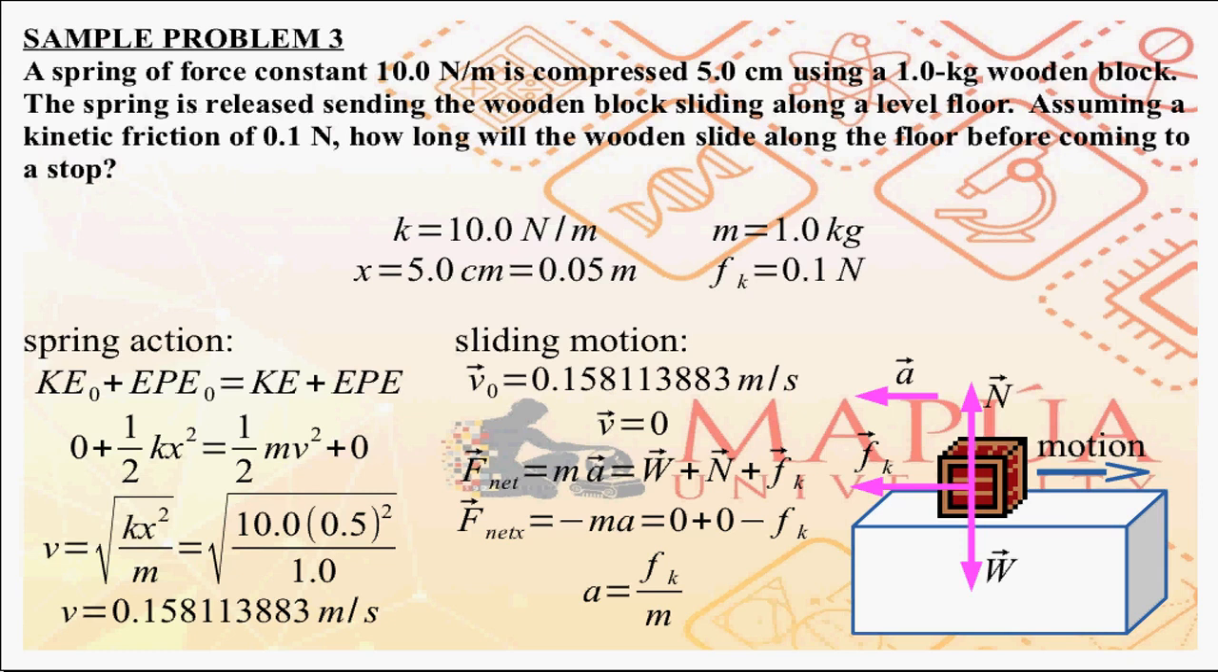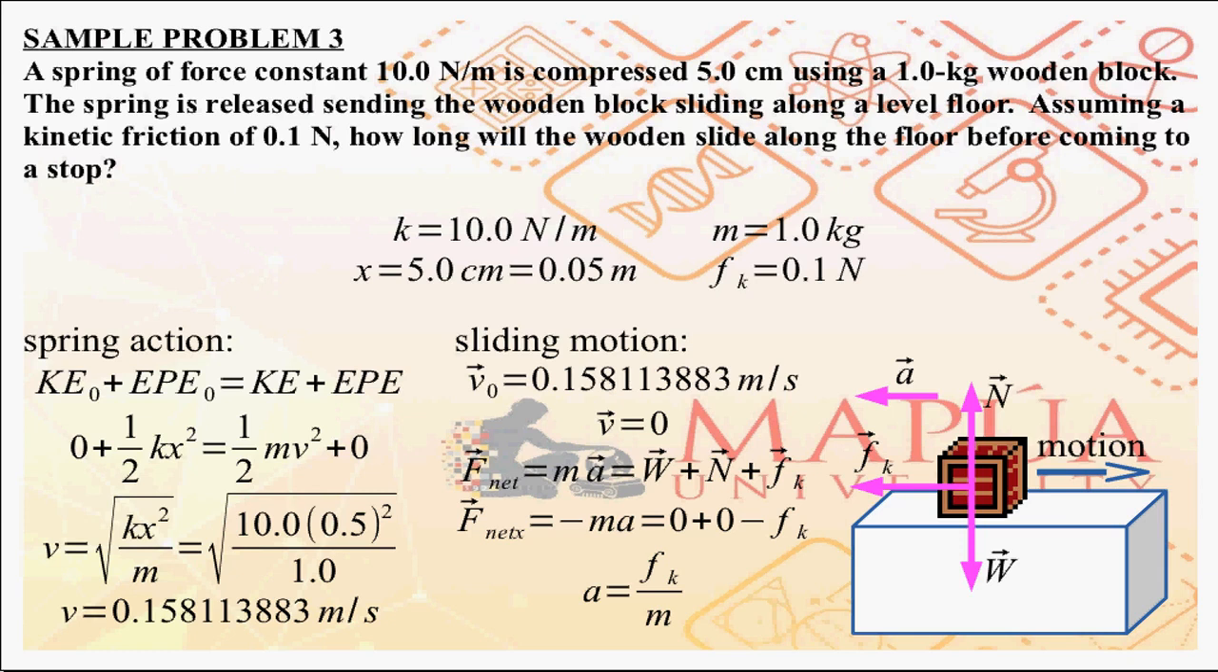Next, we have the sliding motion. After the spring pushes the wooden block, giving it an initial velocity, the wooden block will slide along the floor. The final velocity or speed in the spring action will be the initial speed or velocity of the block in the sliding motion. So v naught is equal to 0.158113883 meters per second. The wooden block will eventually come to a stop because of kinetic friction. So v, the final velocity, is equal to 0.